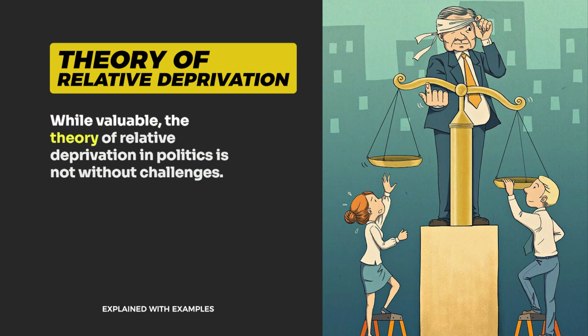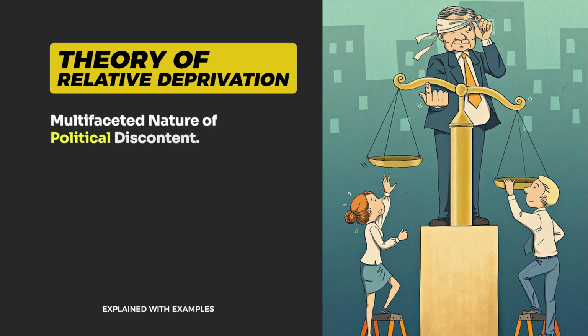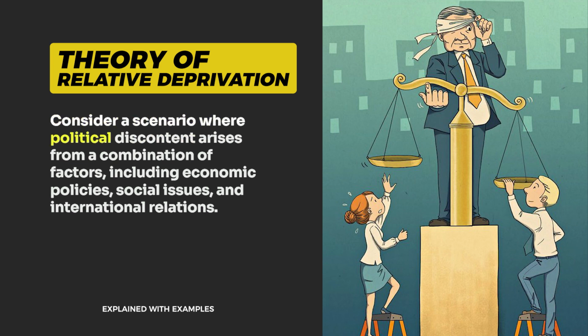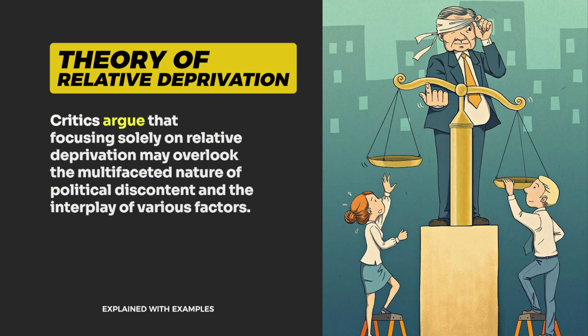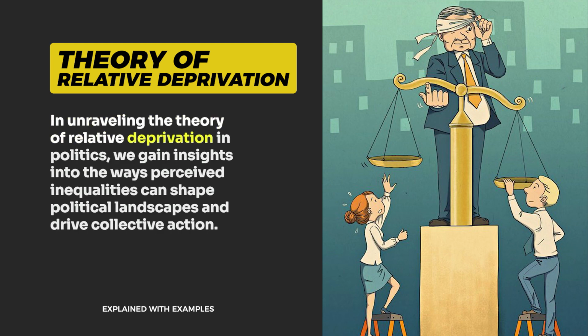While valuable, the theory of relative deprivation in politics is not without challenges. Critics argue that it may oversimplify complex political dynamics and neglect other factors contributing to discontent and political action. Example: multifaceted nature of political discontent. Consider a scenario where political discontent arises from a combination of factors, including economic policies, social issues, and international relations. Critics argue that focusing solely on relative deprivation may overlook the multifaceted nature of political discontent and the interplay of various factors.